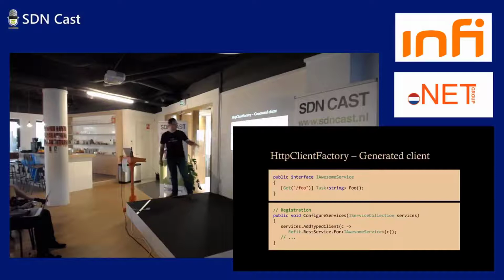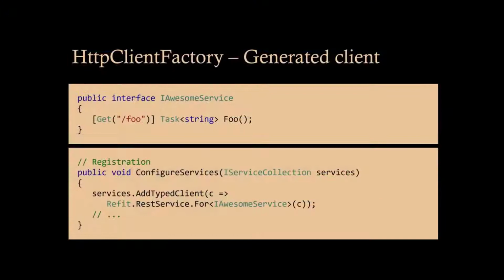And Refit in itself has a factory. So instead of passing in an instance, you can pass in a factory for the factory. So imagine this, you can have services.AddTypedClient, pass in a factory, tell it it's Refit, you can use any factory you want. Refit, give me a REST service for my interface you just know about. Almost fell.